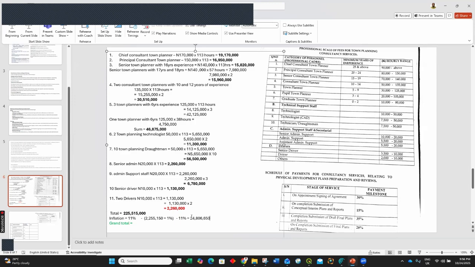To get your grand total, you add this inflation plus the total amount. This inflation plus total, that is the grand total. Okay, so let me add it from here. So I have 250 M. So this is the grand total. This is the final amount to be given to the town planners to carry out this project. That is the master plan for the local government.